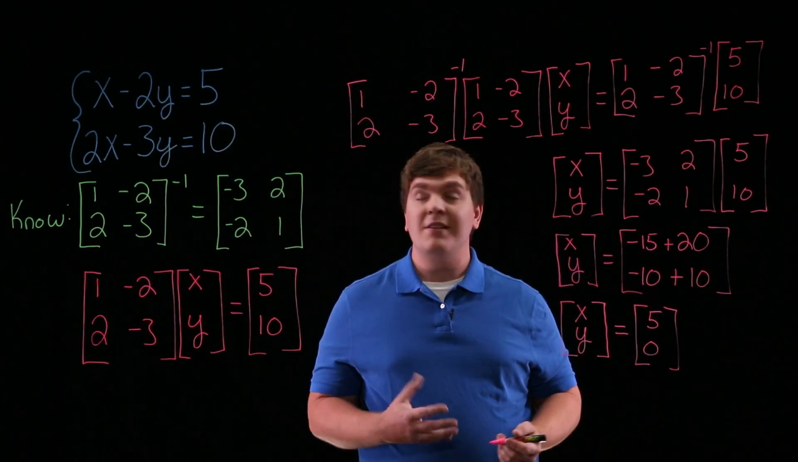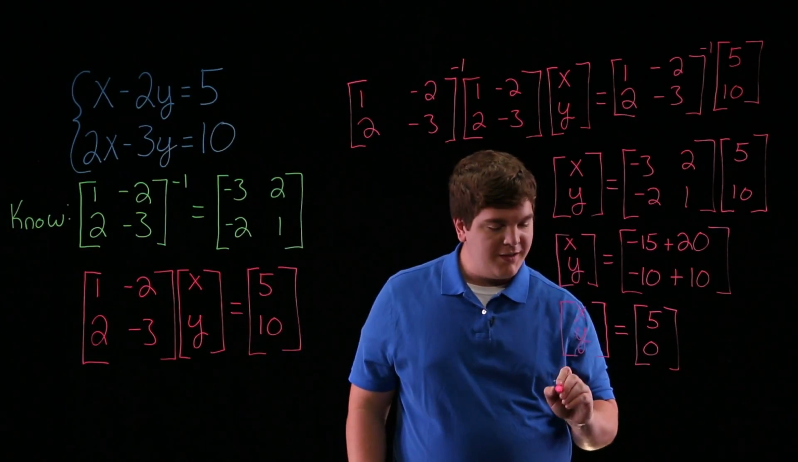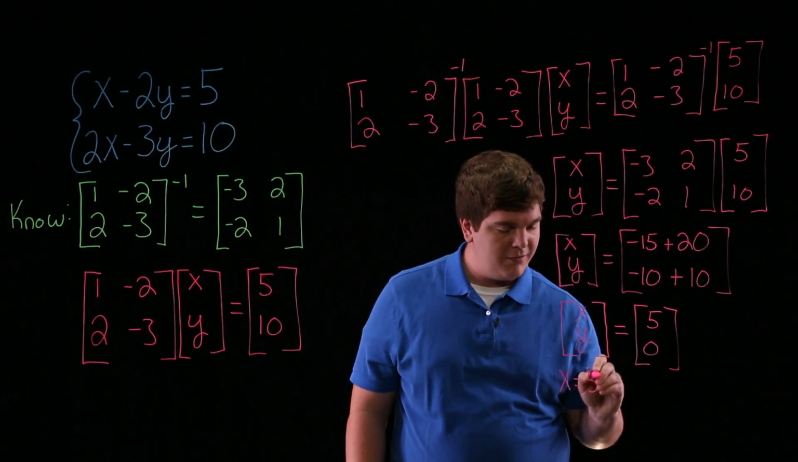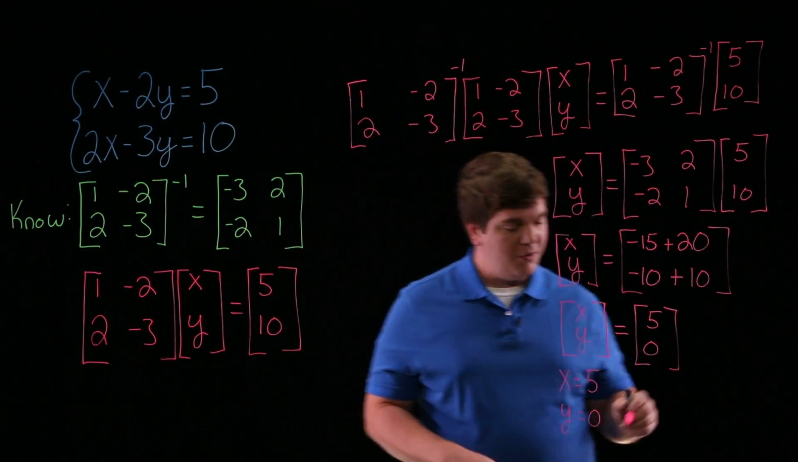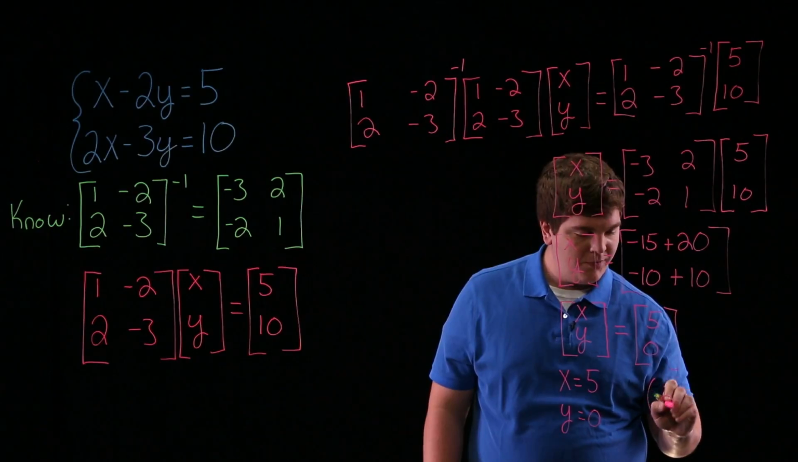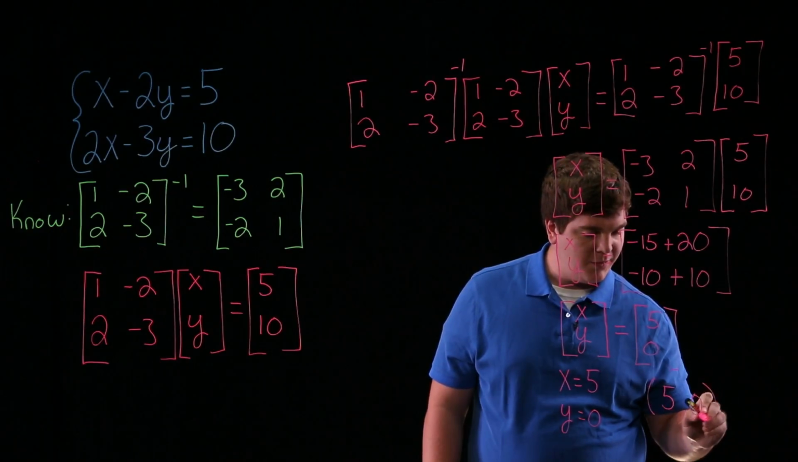So what this tells us is that the solution to the system is x is equal to 5 and y is equal to 0. So the solution is the ordered pair 5, 0.